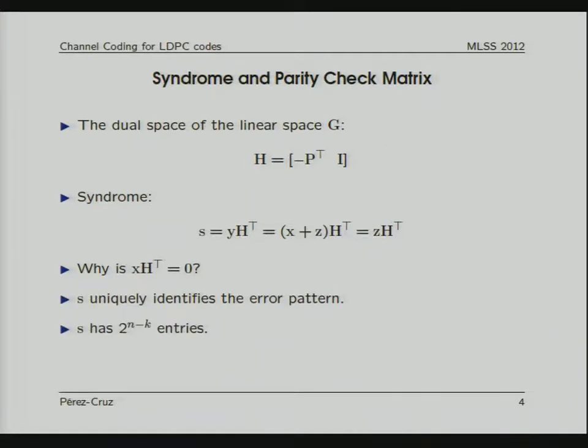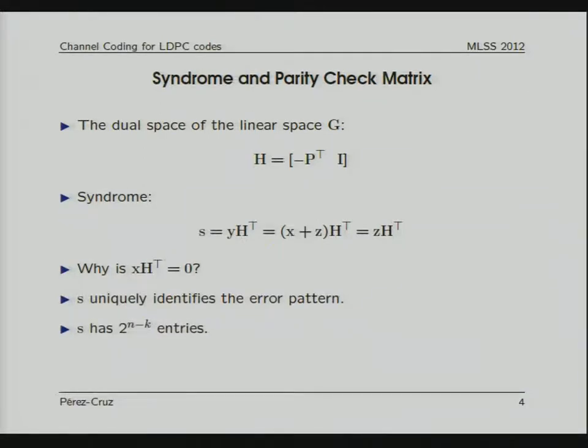You're going to see that in all the examples that I'm going to use, minus P is going to become P, or minus P transpose is going to become P transpose. And this is only because I'm working with binary symbols, so minus 1 is 1. But if we were working with other types of symbols, you need the minus on top.